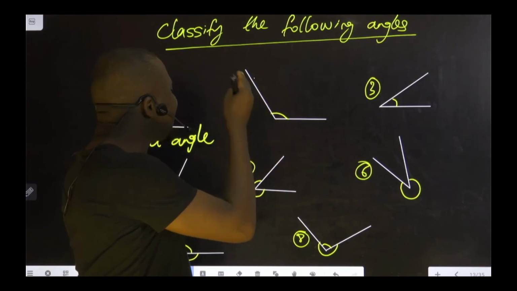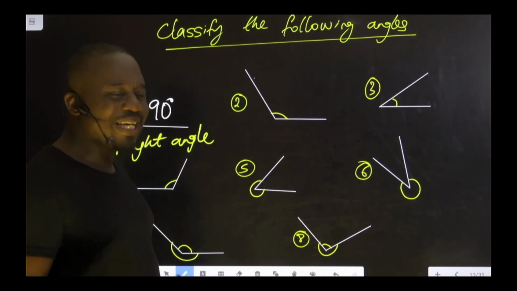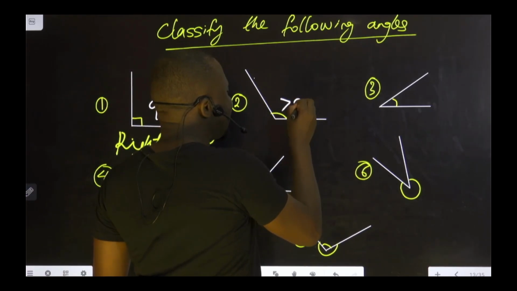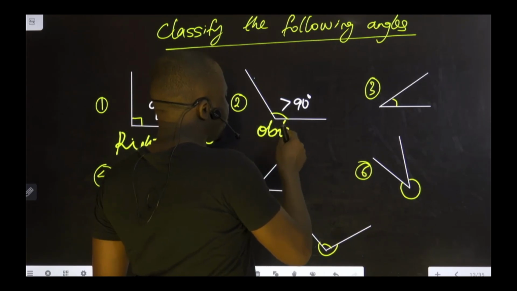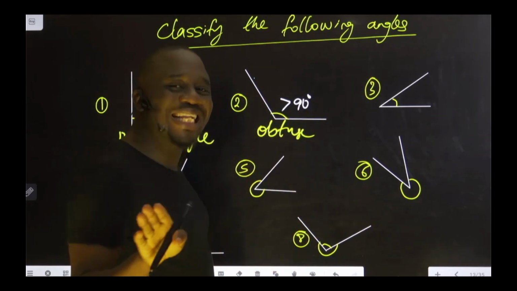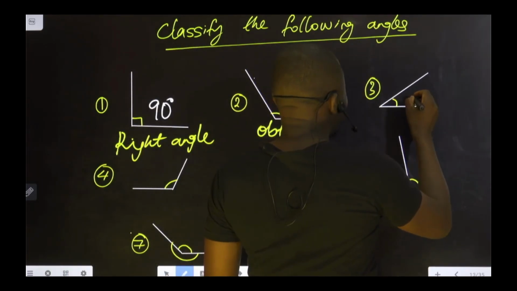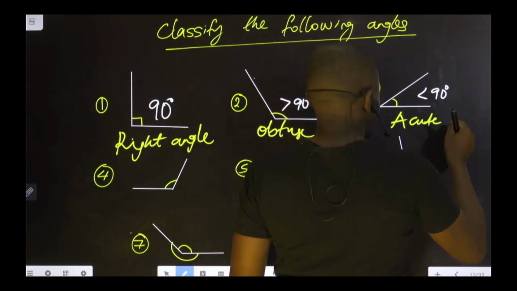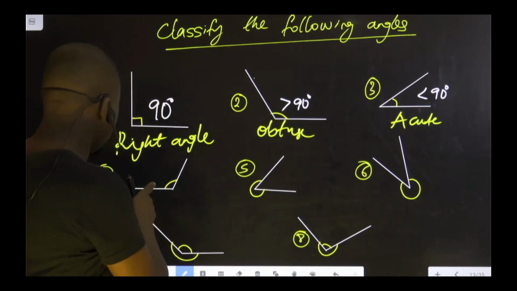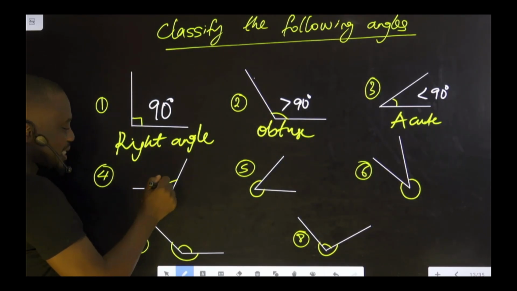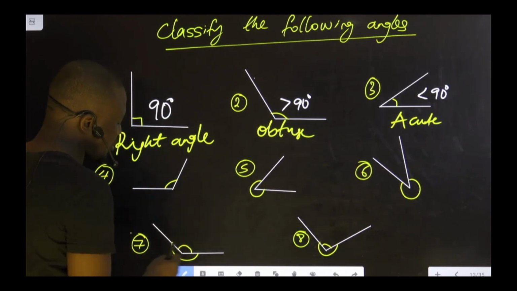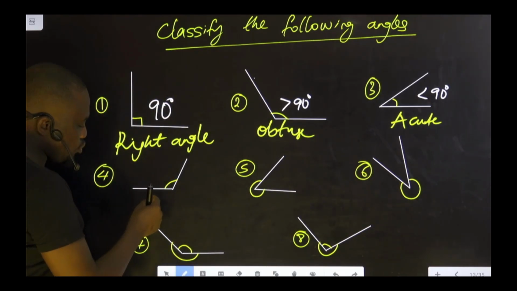This angle is more than 90 degrees. It's called what? Obtuse angle. That is greater than 90 degrees. Obtuse. This is less than 90 degrees. It's called what? Acute angle. That is an acute angle. This, as you can see, is 90 degrees somewhere here, and it's greater than 90 degrees. It's called what? Same, obtuse.